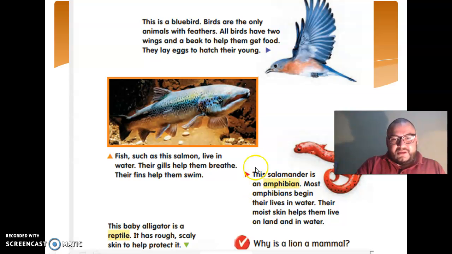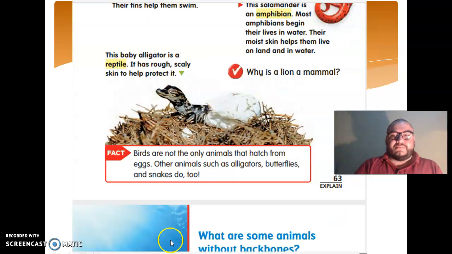Amphibians are animals that live in two places: on the land and in the water. Reptiles are animals covered by scales, for example the crocodile. It has rough, scaly skin to help protect it. Amphibians, reptiles.